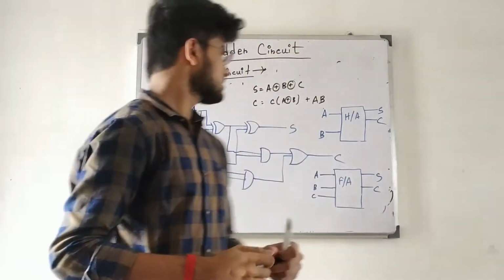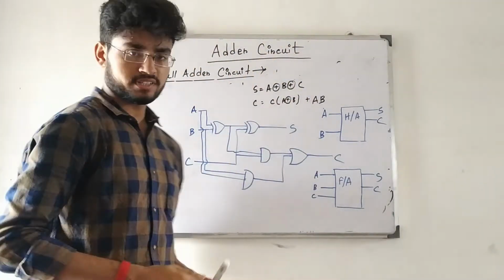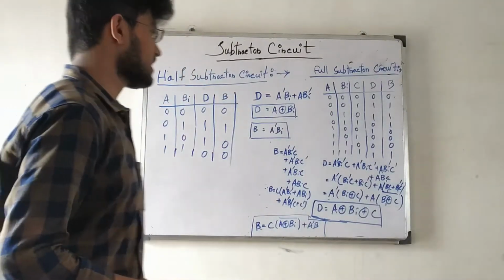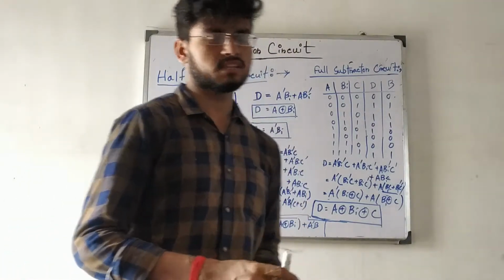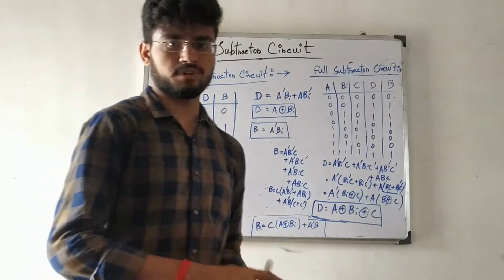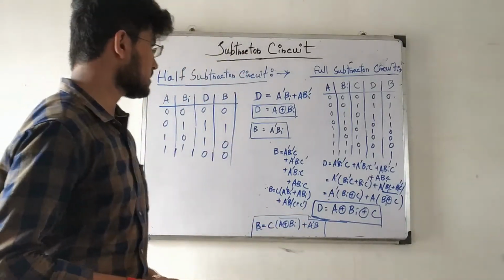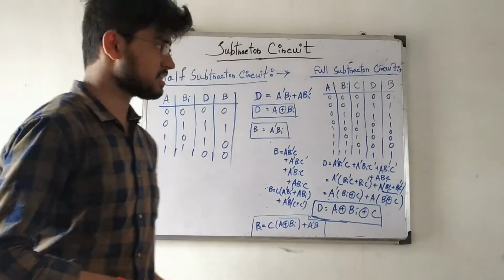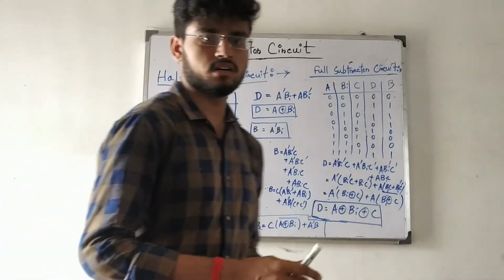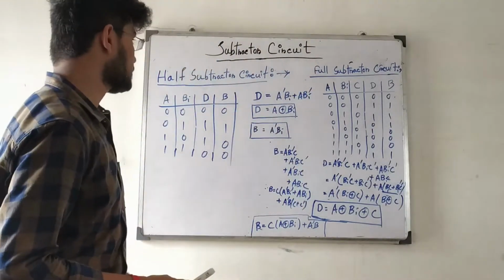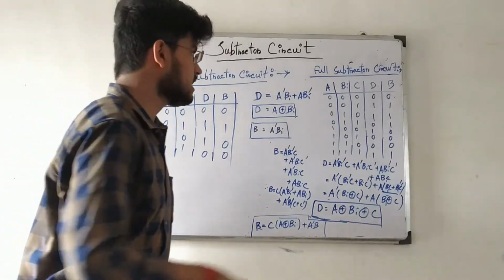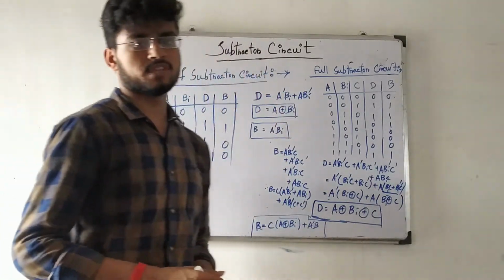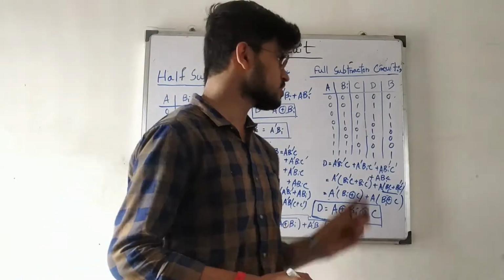So next we will see the subtractor circuit. So now we will discuss the subtractor circuit. What is a subtractor circuit? A subtractor circuit is basically a circuit that performs subtraction operations. Like adder circuits, there are 2 important types of subtractor circuit in digital electronics: the half subtractor circuit that performs the operation on 2-bit binary digits, and the full subtractor circuit that performs the subtraction operation on 3-bit binary digits.